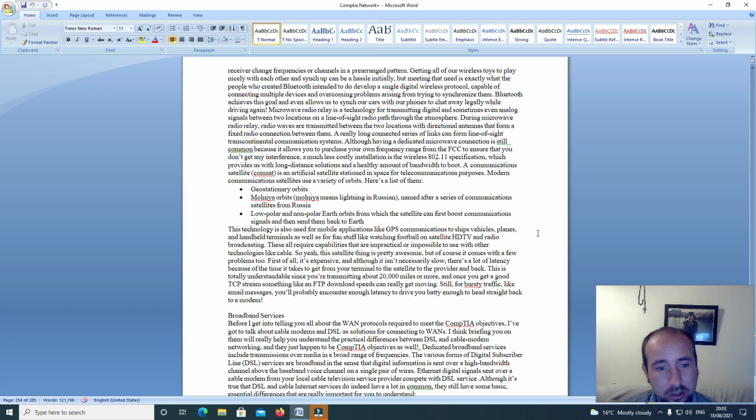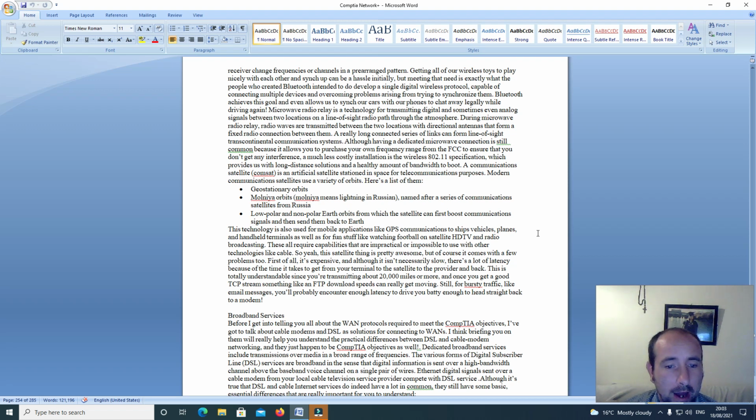A communications satellite, ComSat, is an artificial satellite stationed in space for telecommunications purposes. Modern communications satellites use a variety of orbits. Here's a list of them. Geostationary orbits, Molniya orbits. Molniya means lightning in Russian, named after a series of communications satellites from Russia.